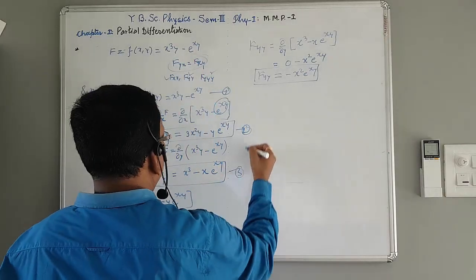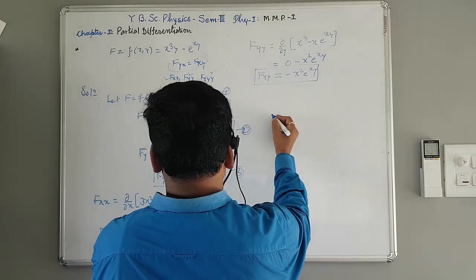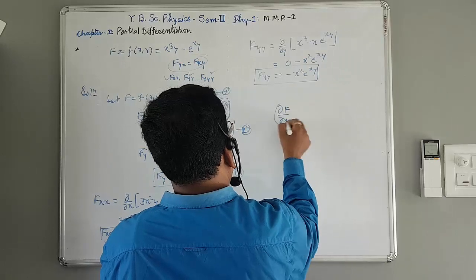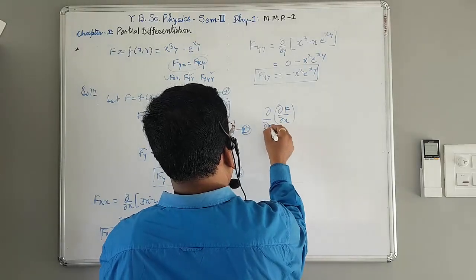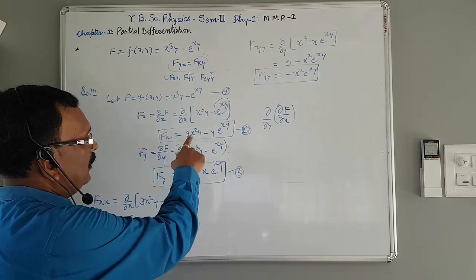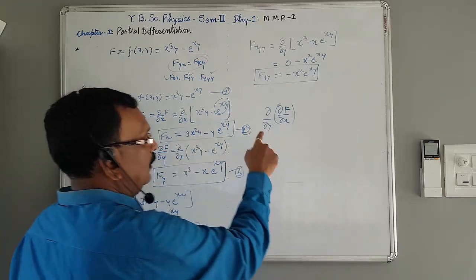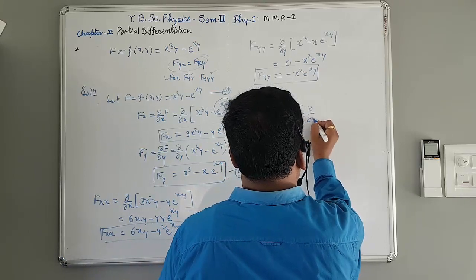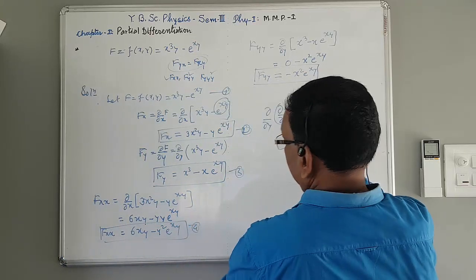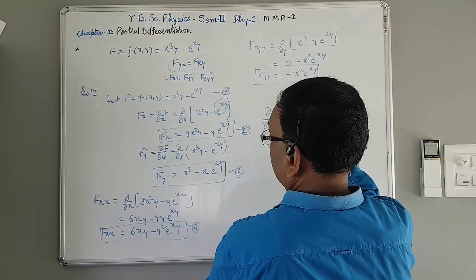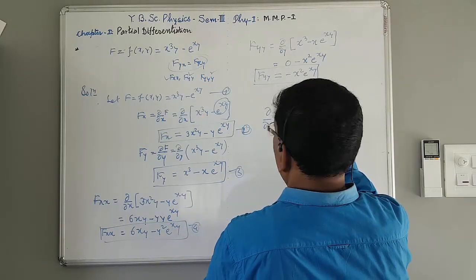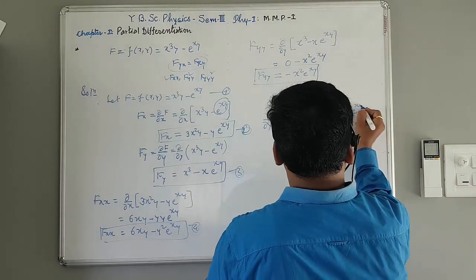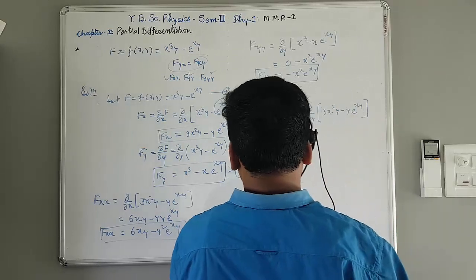Again we will take the help of this equation. Differentiate equation 2, that is ∂f/∂x, with respect to ∂/∂y. That is, we have to take the differentiation of the first order derivative of f with respect to x, and differentiate it with respect to y. We have ∂/∂y in brackets of 3x²y − y e^(xy).